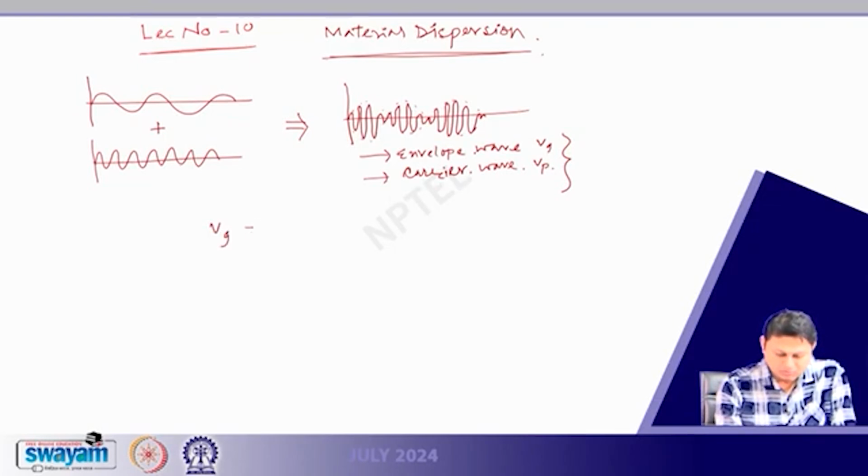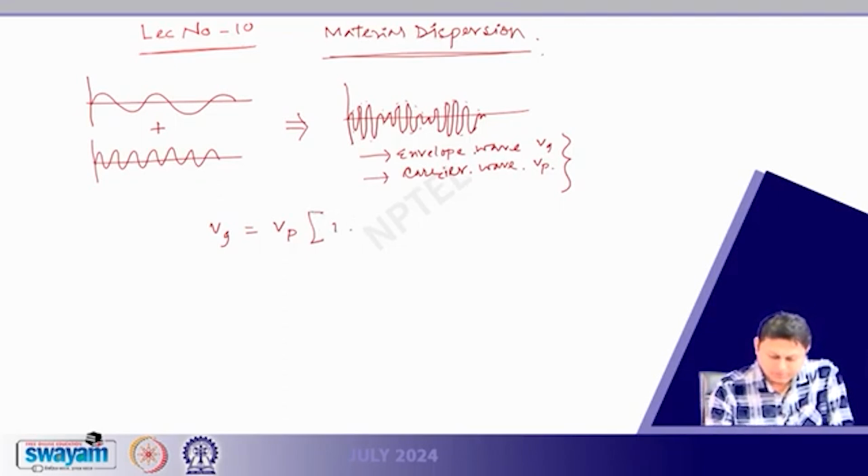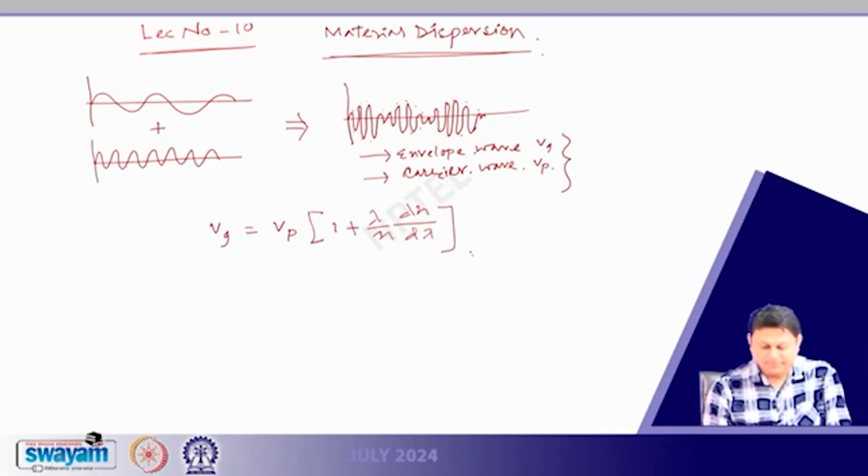If we try to find out the relationship between Vg and Vp, it comes out to be Vg equal to Vp into 1 plus lambda by n, and then dn d lambda. So that is the expression we had.